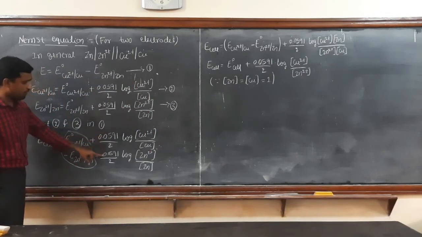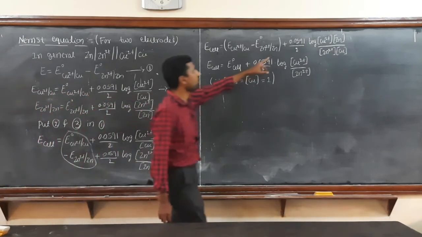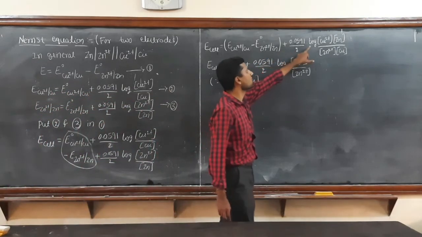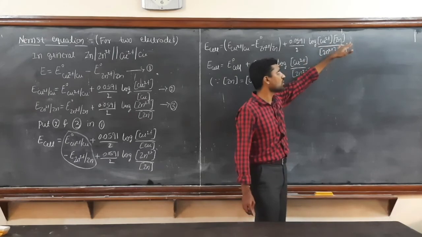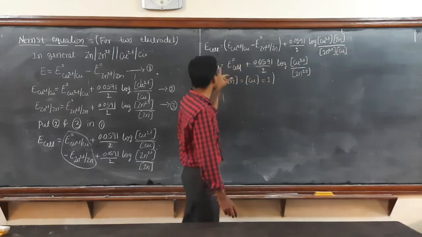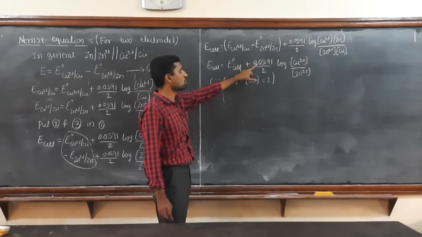And this one is a common factor in both equations. This one is a common factor, 0.05 divided. So this one is the log of the same thing. This is quite a mathematical equation. Then E cell is equal to E naught of cell minus 0.05.